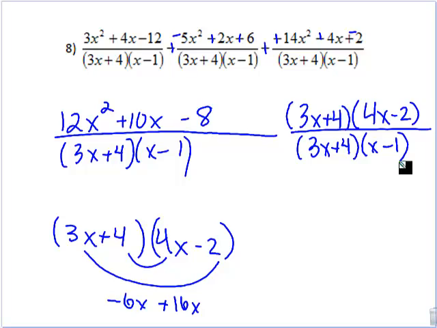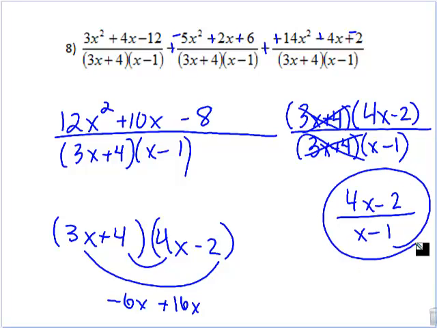So since that factors, what can we cancel? 3x plus 4's we can cancel. So then we're left with just a 4x minus 2 over x minus 1. Is that okay? Does it make sense why we are only trying to see if it factors down to one of these two? Because if it factors down to anything else, we won't be able to cancel it, so it wouldn't be simplified.